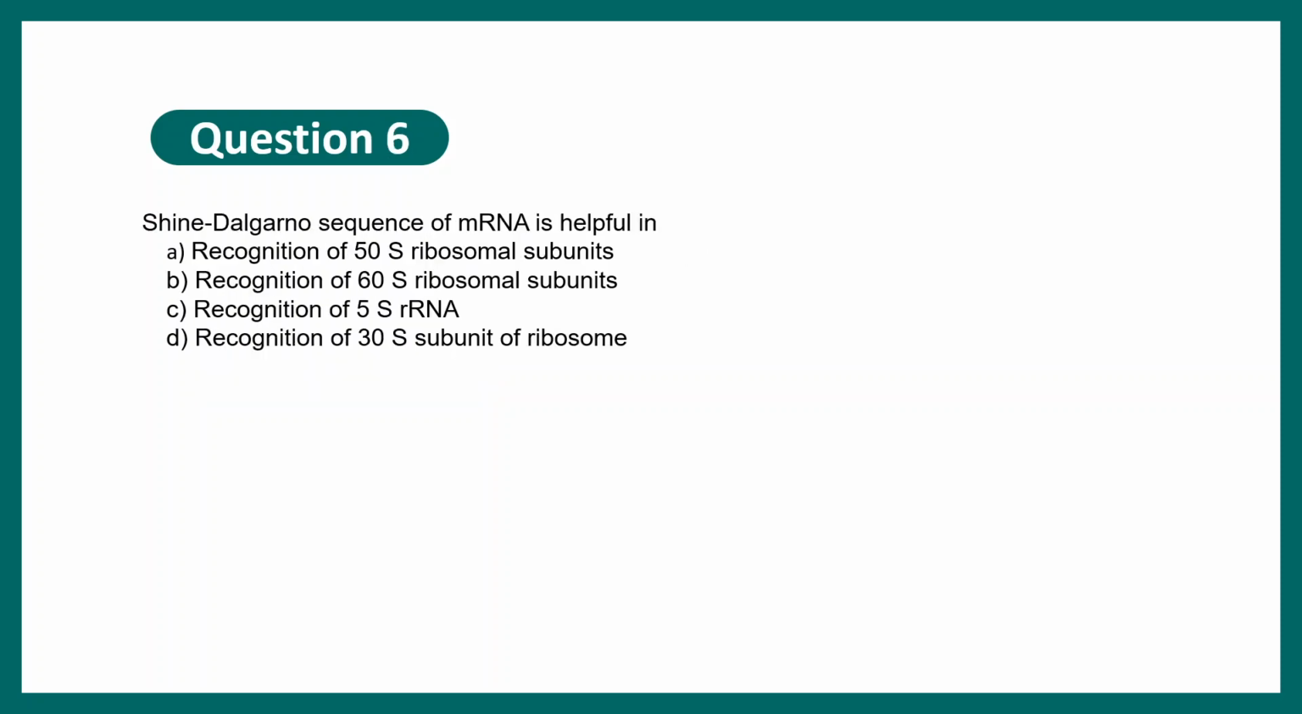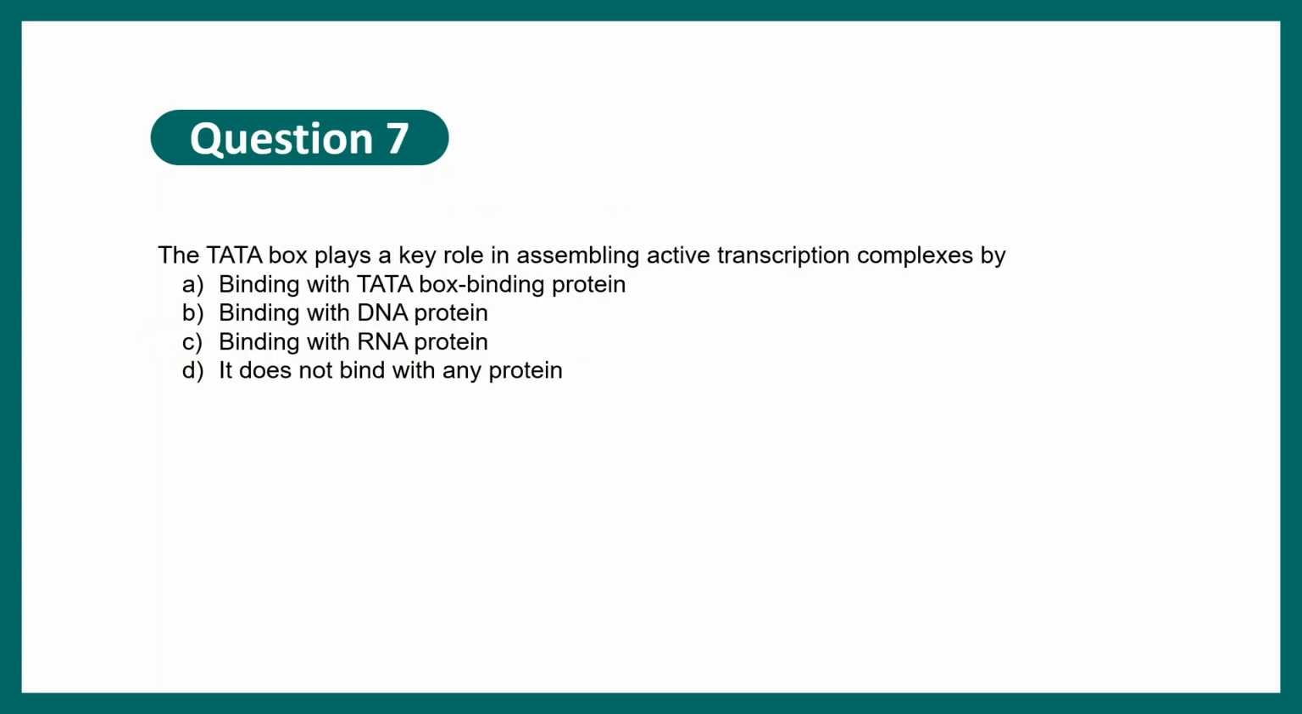Question number 6. The Shine-Dalgarno sequence of mRNA is helpful in recognition of the 50S ribosomal subunit, recognition of the 60S ribosomal subunit, recognition of 5S, and the 30S ribosomal subunit. And the correct answer is the last one, recognition of the 30S subunit of the ribosome.